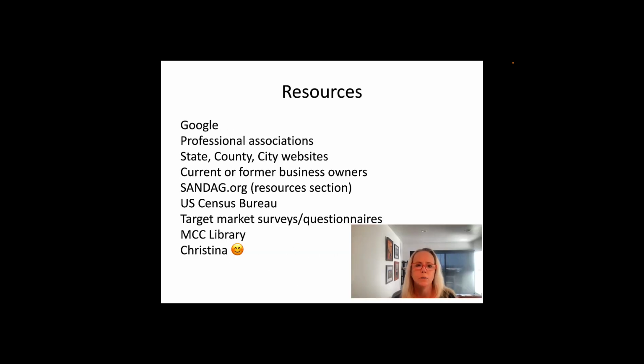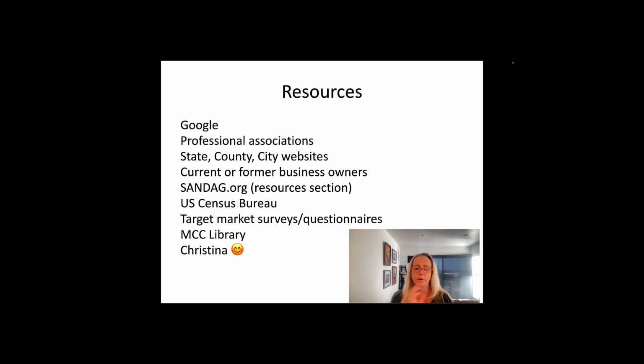So where do I find the numbers for my sales forecast? Well, you can do simple Google searches. That's where I got the number from the National Coffee Association. Professional associations can certainly give you good information. There's a professional association for everything, even pizza shop owners. And so it's good to go to those professional associations.